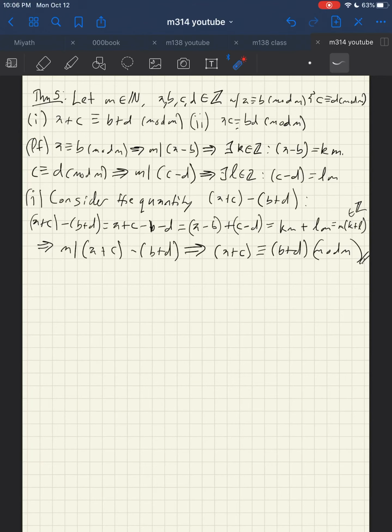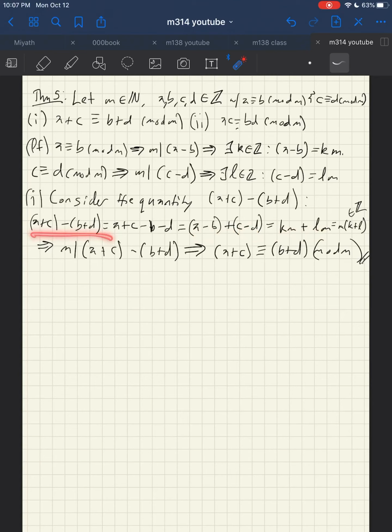Specifically, to prove part 1, I need to consider the quantity that's involved with this equivalence here, which is going to be left side minus right side. You can do left side minus right side or right side minus left side, it doesn't matter, but we should stay consistent. So I'm doing left side minus right side, and I get A plus C minus B plus D. I rewrite it using some arithmetic, and then I get A minus B, which I know something about, plus C minus D, which I know something about. So I substitute in for these, and I factor out an m, getting m times an integer.